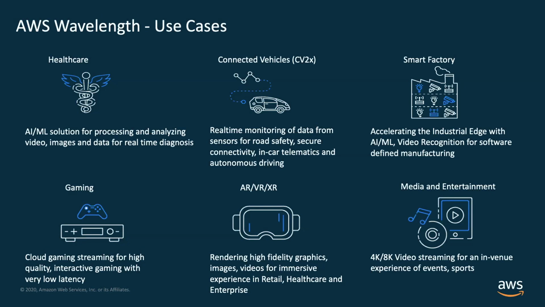Similarly, with our M&E, media and entertainment customers, we have demonstrated streaming high fidelity 4K and 8K video from the Wavelength Zone over 5G. So now you can create immersive in-venue experiences for fans at sports and events. Similarly, AR/VR streaming, mobile game streaming, or even connected vehicles, being able to send secure communication messages in real time, being able to analyze the onboard safety messages that are sent from the sensors and LiDARs on the vehicle to the Wavelength Zone over the 5G network and sending notifications and alerts back to the connected vehicles. So in essence, these are some of the use cases that we can enable with AWS Wavelength.